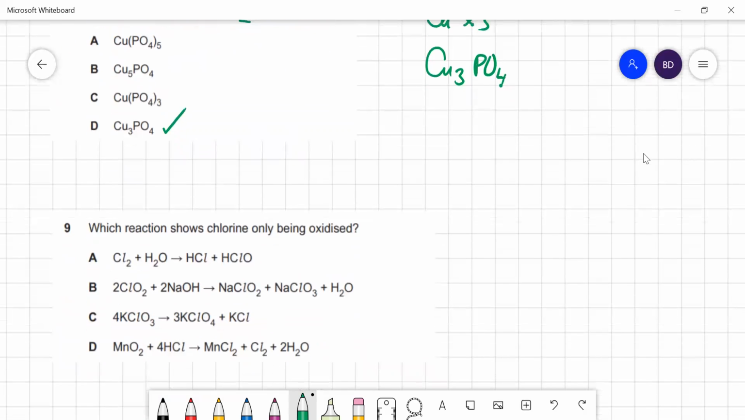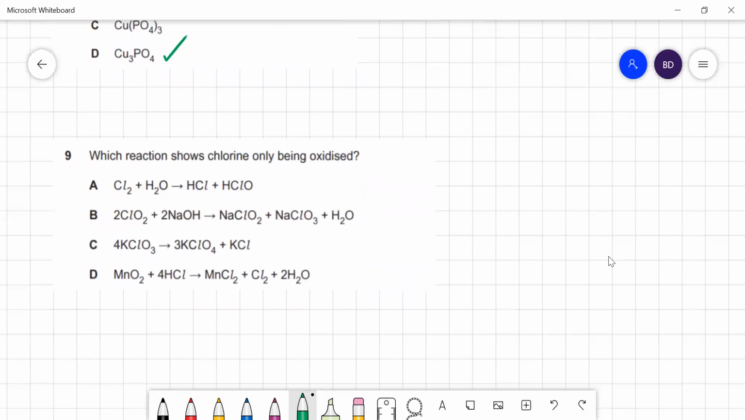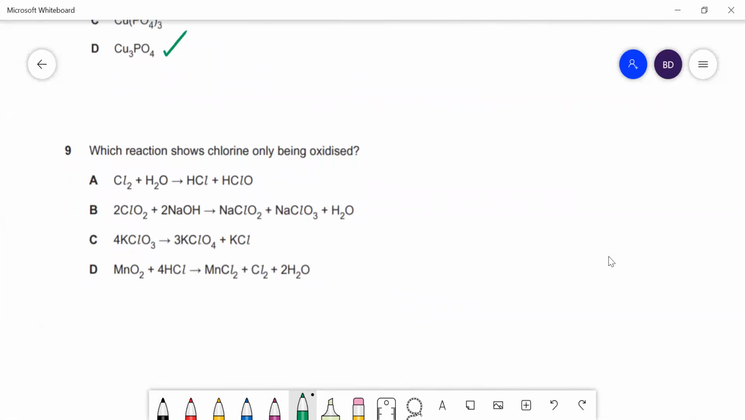Okay, which reaction shows chlorine only being oxidized? I think there's quite a lot of disproportionation reactions in these. That's where chlorine's oxidation number goes up and down. Right, so let's do A.